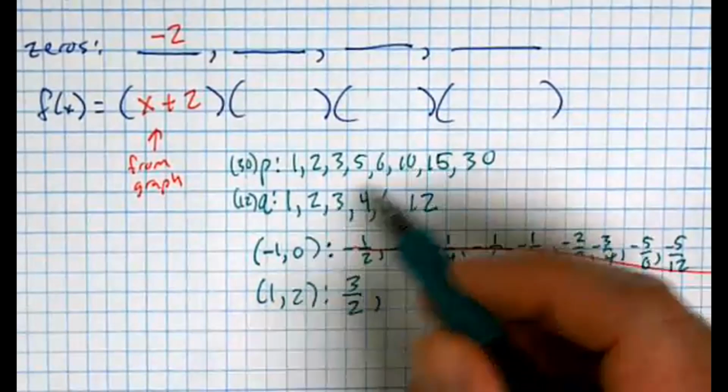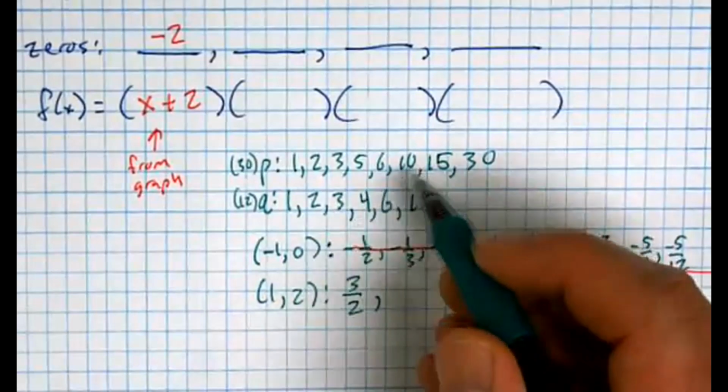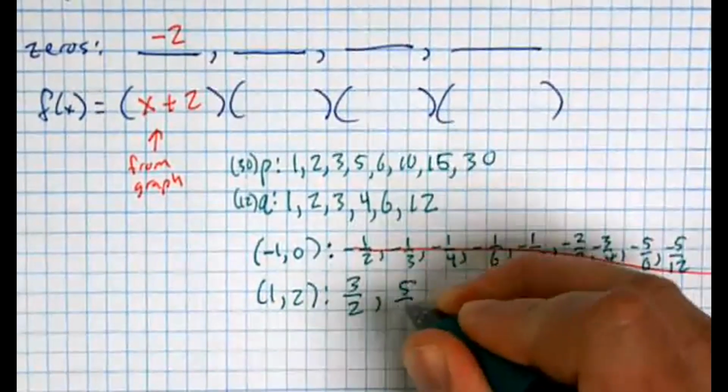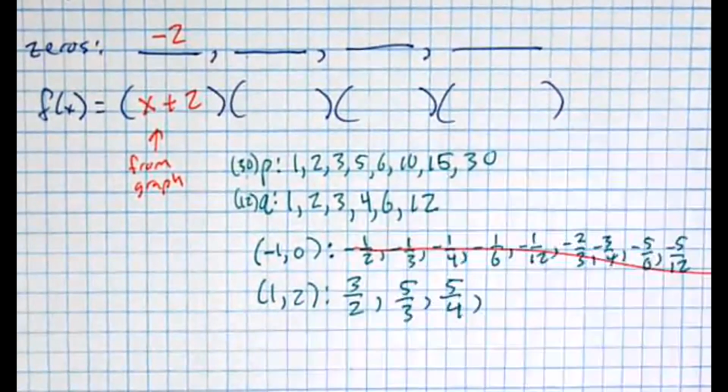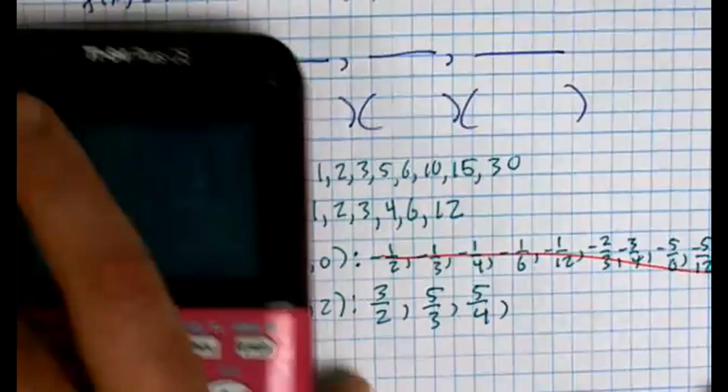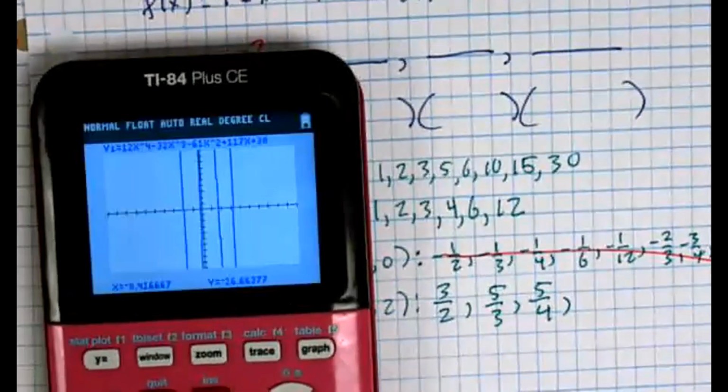6/7? That's too big. 5/3. 5/4. 10/6, but that's the same as 5/3. We already got it. 15/12 is the same as 5/4. I think that's it. I think those are the only ones that we can get between 1 and 2. So let's test those, and we'll hope that one of those comes out.